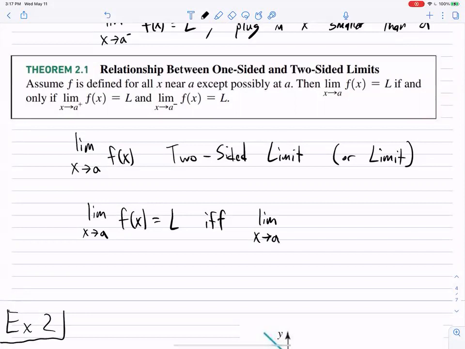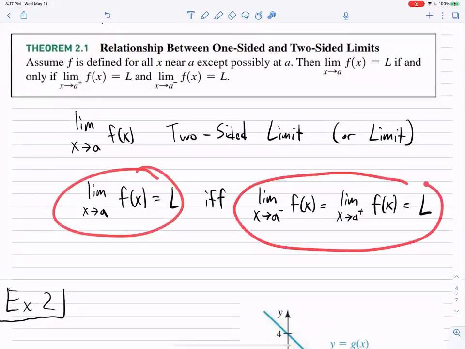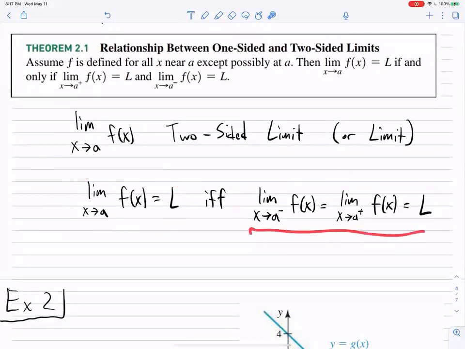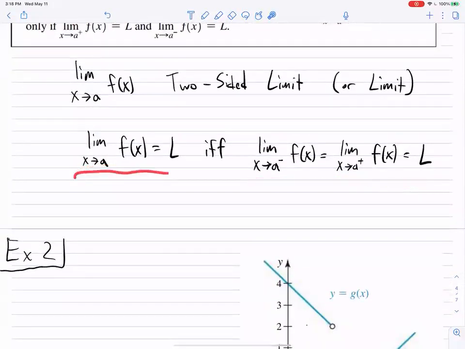So the limit as x approaches a from the left of f of x is equal to the limit as x approaches a from the right of f of x is equal to L. So this is true if and only if those things are true. So these things are equivalent. So that's how we can define whether or not a limit exists.